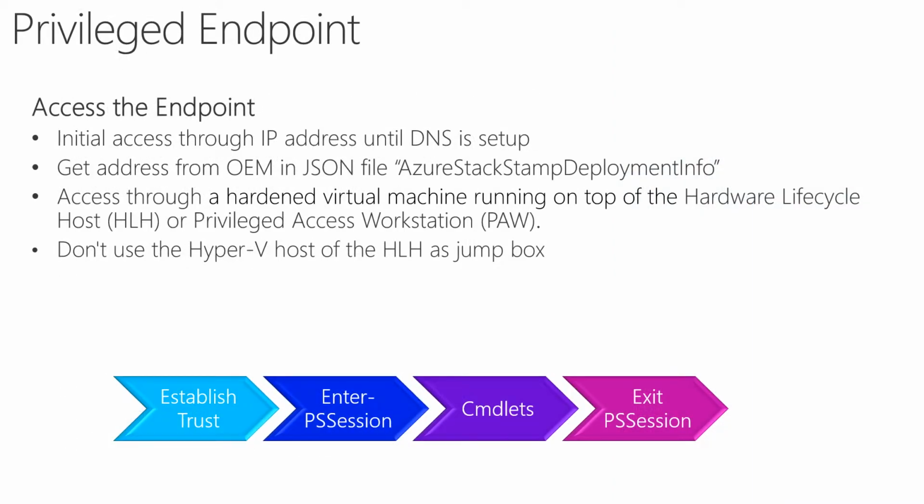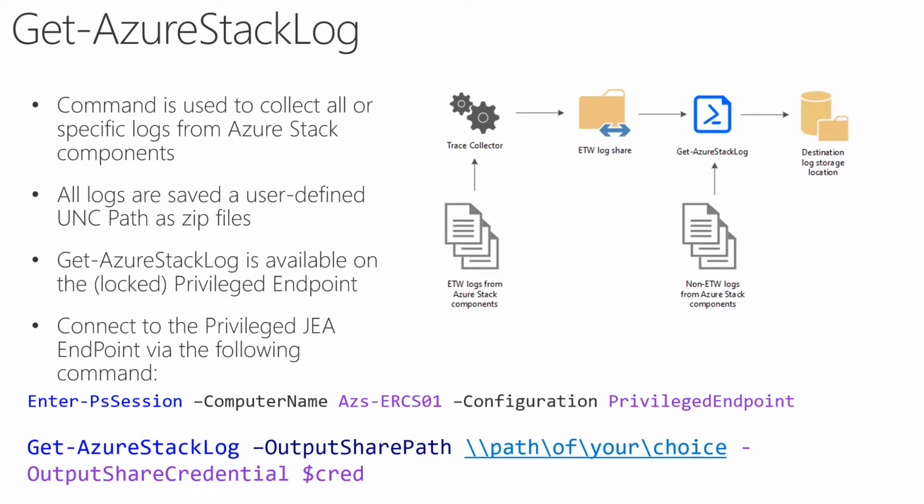So the process itself, what we can see here, accessing the endpoint, you need the IP address. The IP address is part of the JSON file that should be provided by the OEM, the Azure Stack stamp deployment info. You can access it, and you can execute specific commands in the session.